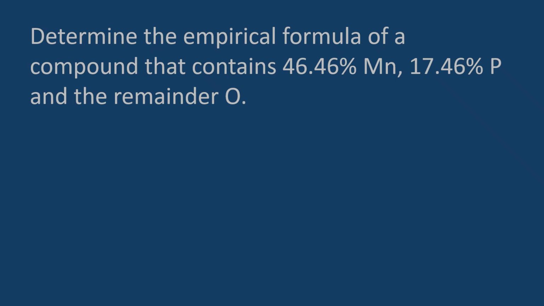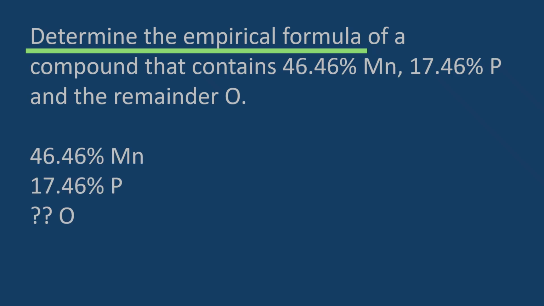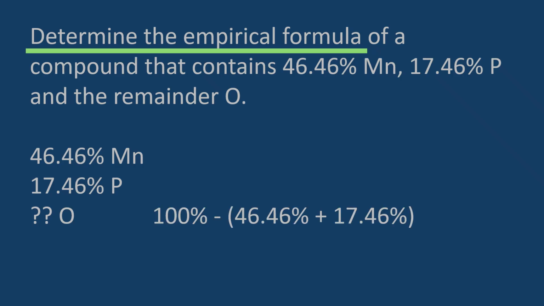This problem asks us to determine the empirical formula for a compound. So we have our wanted quantity identified. Reorganizing our quantities, we see that we have values for 2 of our elements, but simply know that the remainder of our sample is oxygen. This means that our first step should be to subtract the 2 values that we do know from the whole, which is 100%, to determine the percent composition of oxygen.